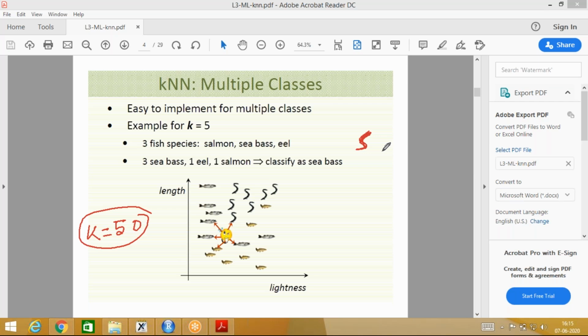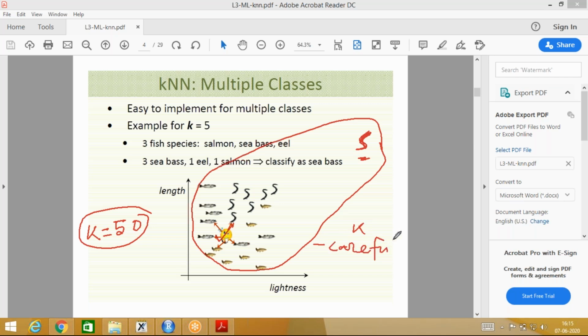If we take K equal to 50, then we will consider all of them, and the count of eel will be 8: 1, 2, 3, 1, 2, 3, 4, 5, 6, 7, and 8. So all of a sudden, the count of eel becomes 8. Though this one is very far away, you will say that this is eel, though the eels are very far from each other. So basically, you have to decide this K carefully.